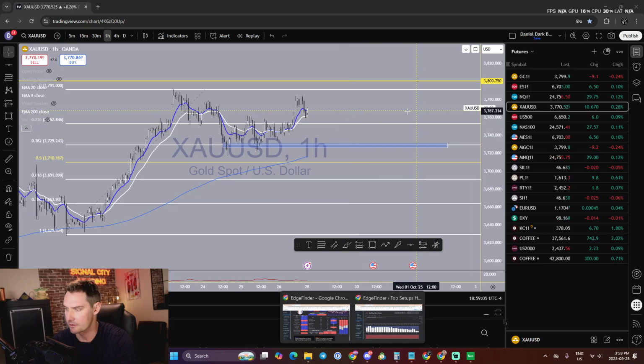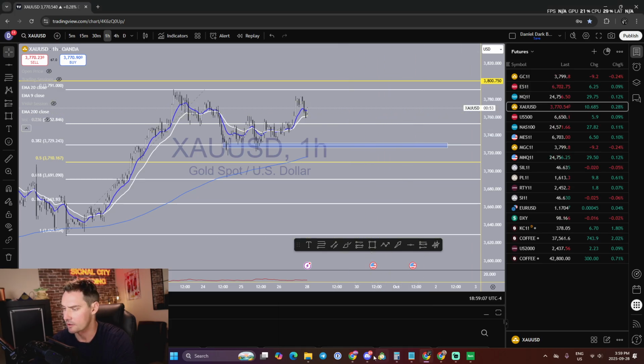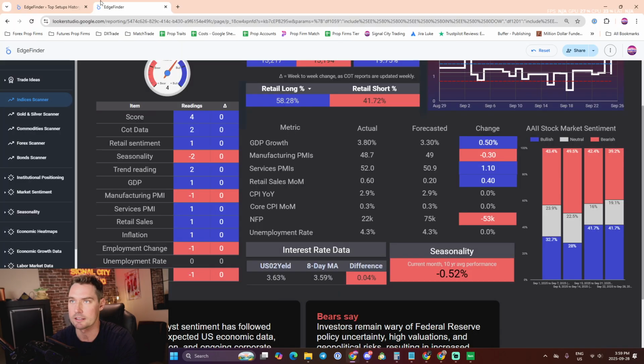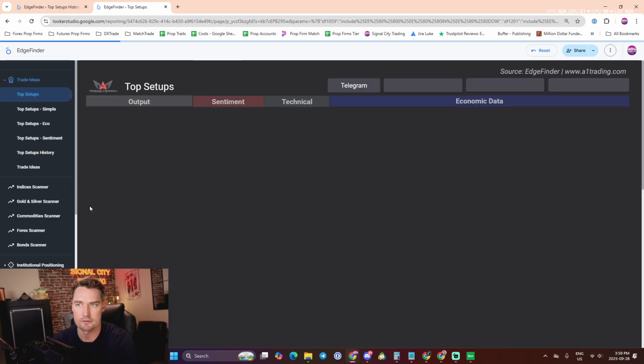Any other assets anyone is interested in? We can take a quick look. I'll take a look at the bearish assets here real quick. Trade ideas.